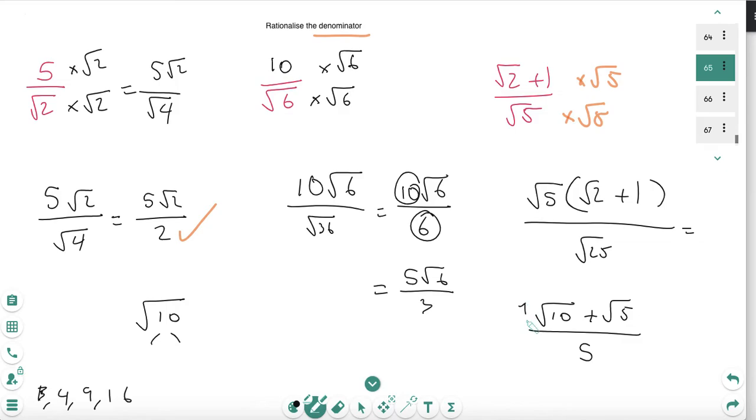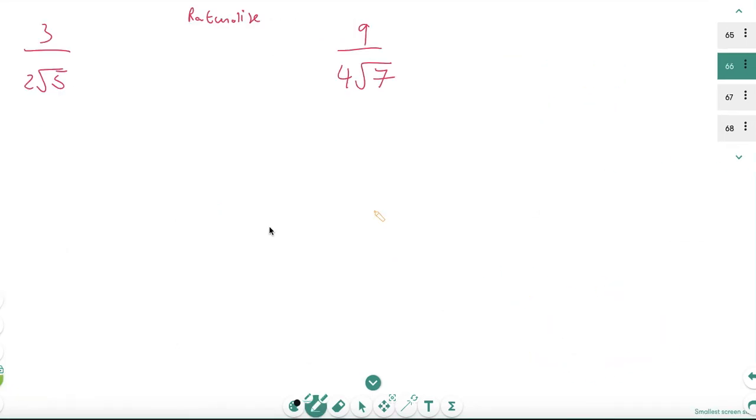Root 10 just means 1 root 10. Root 5 means 1 root 5. Can we simplify the integers? 1, 1, and 5. What can we divide all three numbers by? Nothing. Boom. We're done. All right, gangsters? We don't need those ones. Boom.